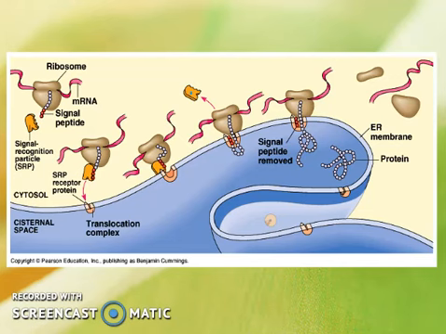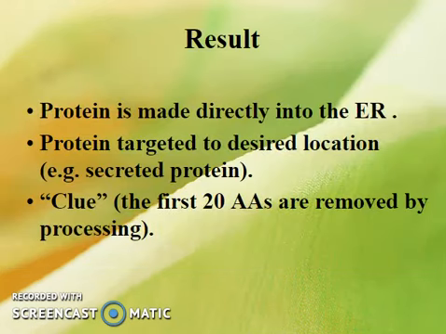So the effect is that proteins are made directly into the ER, which is great because the ER is how we ship things around. If we're going to use the protein in the cell, we're going to use the ER to transport it to the Golgi, and it's going to be targeted. If we're going to excrete it, again, we're going to use the ER to ship it to the Golgi, and it's going to be sent out that way. So again, it lets us ship more accurately.